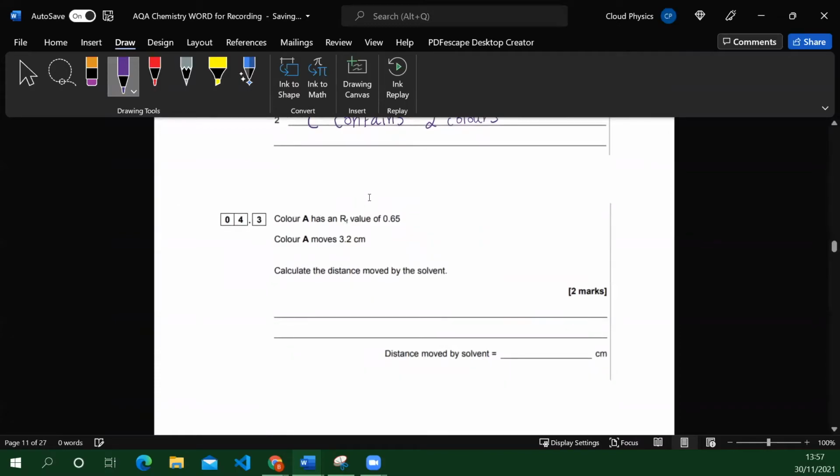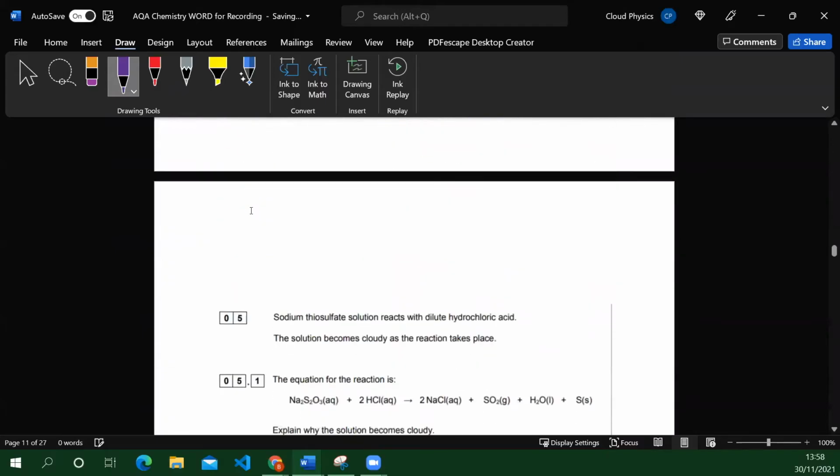Colour A has an RF value of 0.65. Colour A moves 3.2 centimetres. Calculate the distance moved by the solvent. Okay, so distance moved, there's a little bit of remembering this one. 3.2 over 0.65. We're going to get 4.9 centimetres. They're giving us centimetres.